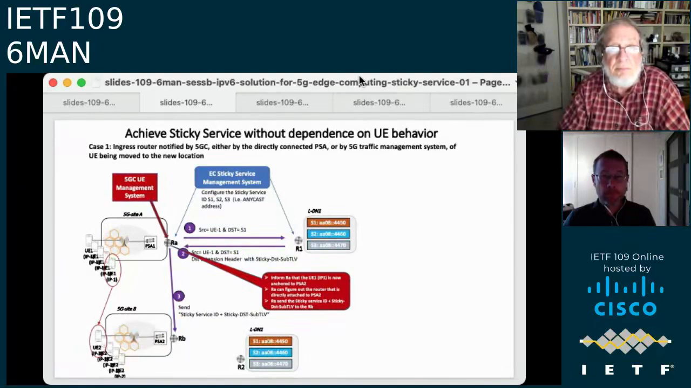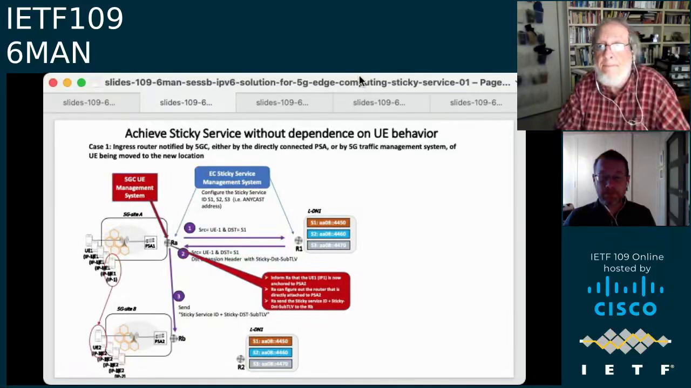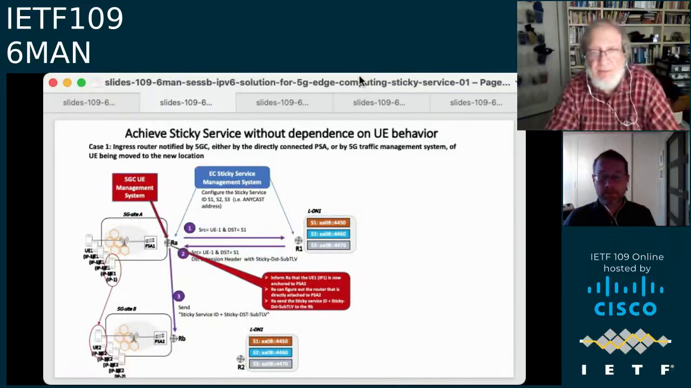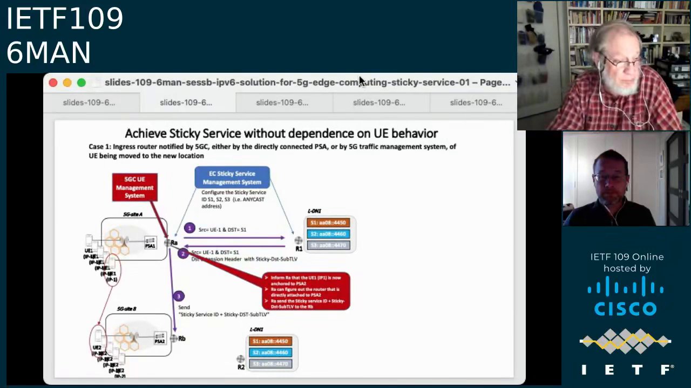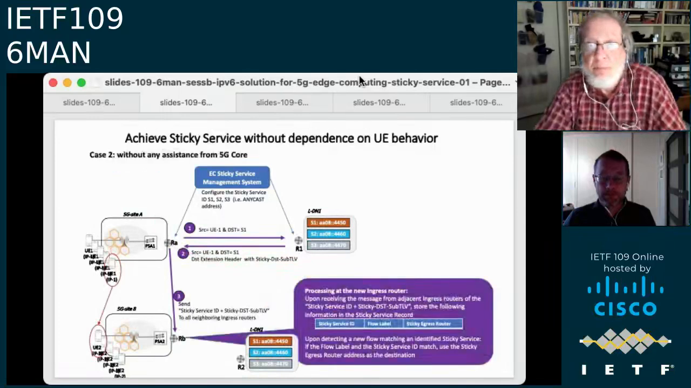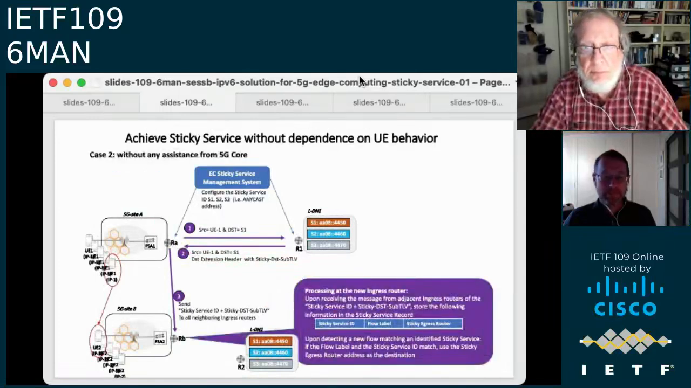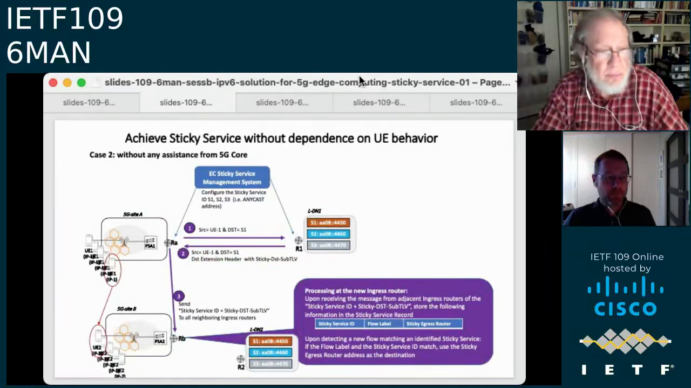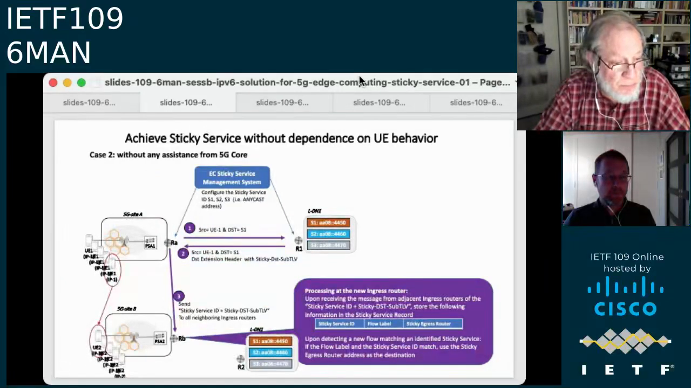be re-anchored. And then with that, this ingress router will be able to find out through its routing protocol where this PSA2 is attached, and be able to send this sticky service sub-TLV information to the new ingress router. So that's this service without dependence on the UE behavior. Next page. Here is another case where there's no assistance from the 5G system at all.